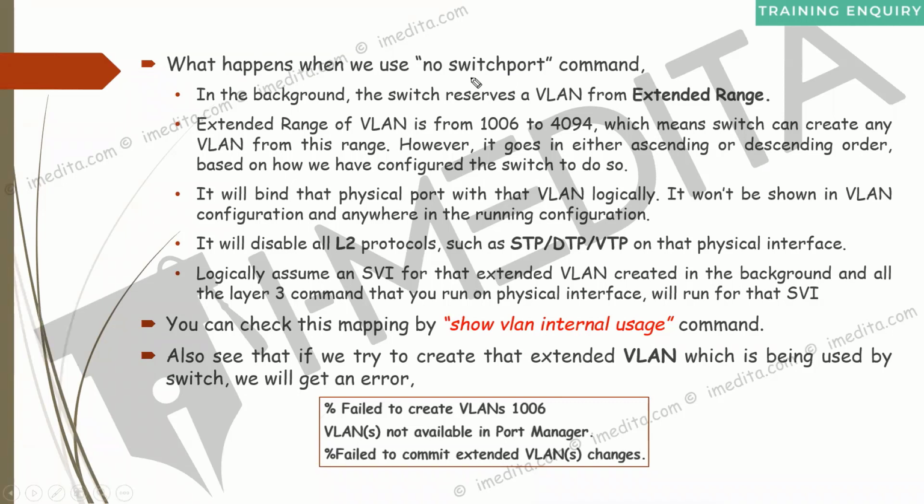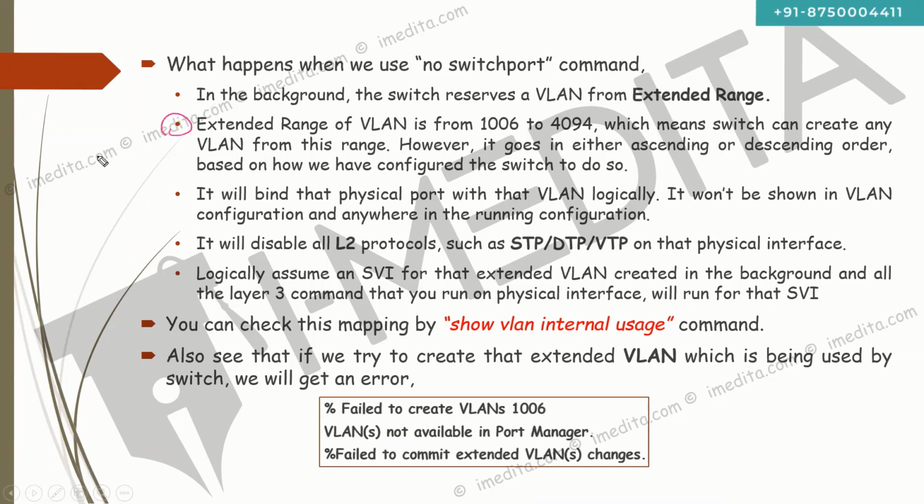What happens when we use the no switch port command? In the background, switch reserves a VLAN from the extended range. Extended range VLAN is from 1006 to 4094, which means switch can create any VLAN from this particular range. However, it goes in ascending or descending order based on how we have configured it. So either it will start from 1006 or it will start from 4094.